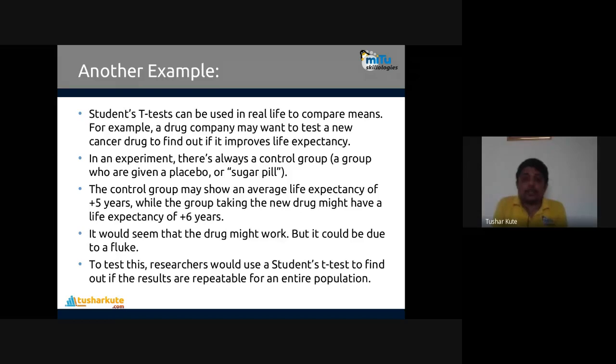The control group may show an average life expectancy of plus 5 years, while the group taking the new drug might have a life expectancy of plus 6 years. So it seems that the drug might work, because the life expectancy is more by 1 year. But it could be a fluke. So to test that, the researcher would use the Student t-test to find out whether the results are repeatable for the entire population or not.